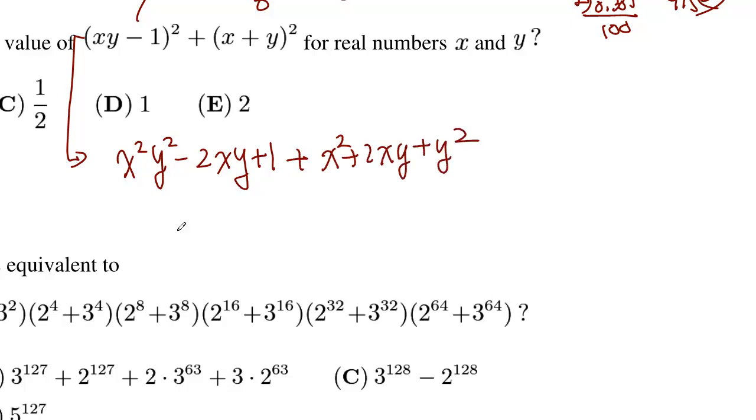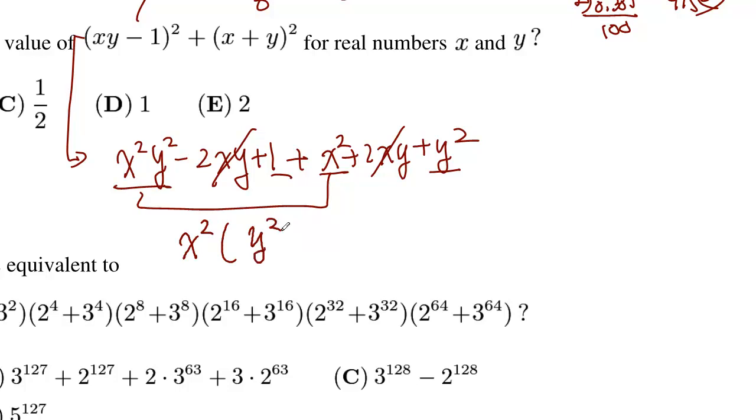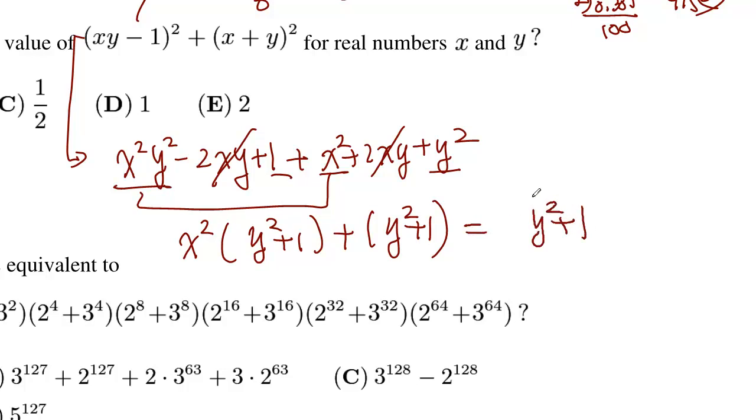Okay, find out. 2xy is out. We got this one, x squared, and 1 over here, right? So these two terms, okay, combine this one. So x squared is a common factor, y squared plus 1. The other one also has the same factor, y squared plus 1. Okay, from here, what did you get? y squared plus 1 and x squared plus 1. This is what? Square the numbers. Anyway, the minimum number is 0.